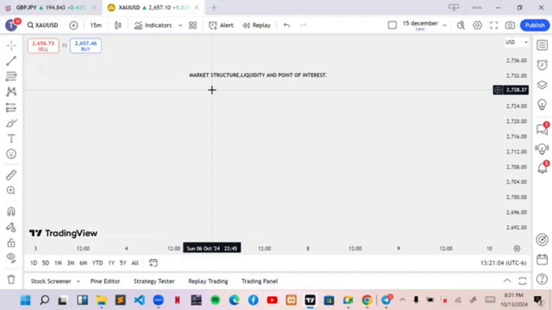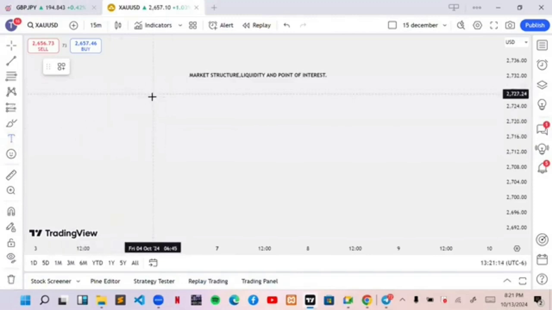So what is market structure? Market structure is the current behavior or condition or the flow of the market. That is what market structure is. Like when market moves from a point to another point, that pattern the market follows to approach that particular point. That is what market structure is.